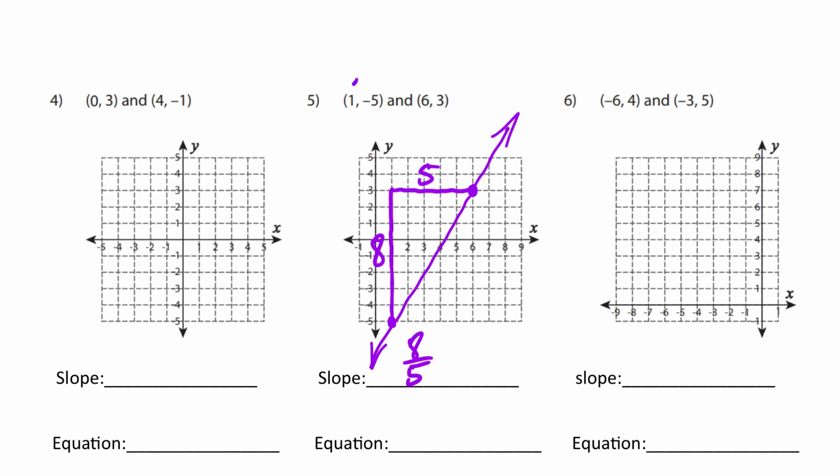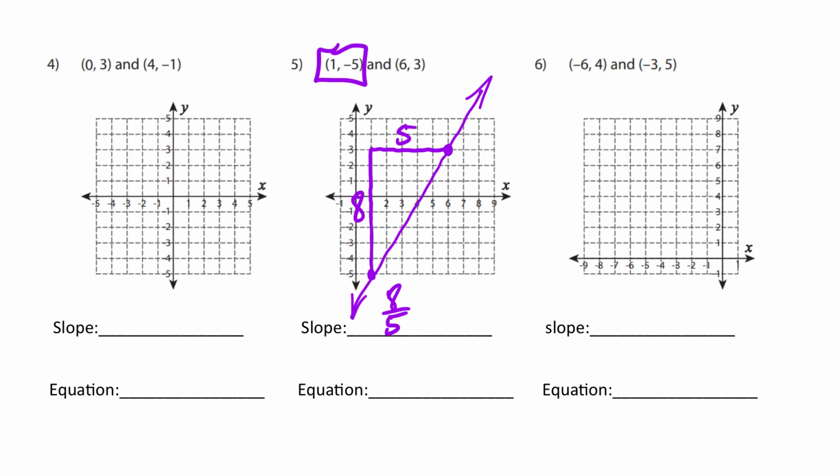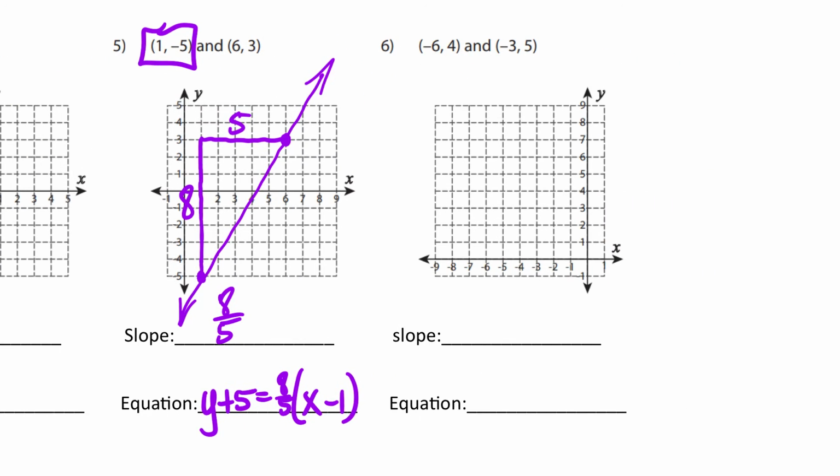And I can choose either of these 2 points. I'm just gonna go with this one. Okay, so we're gonna have y. What's it gonna look like? Y plus 5 equals 8 over 5, parentheses x minus 1. There you go. Good. Okay, do that number 6 real quick.